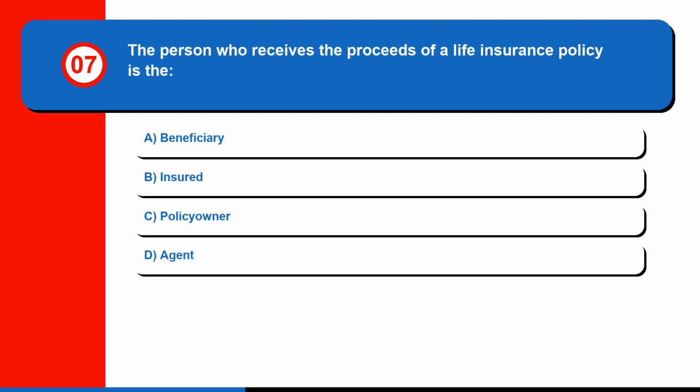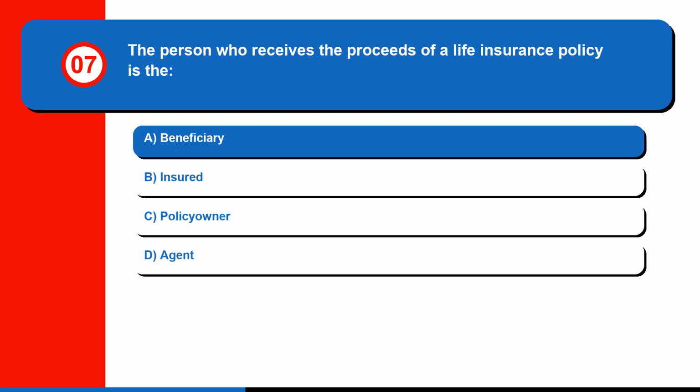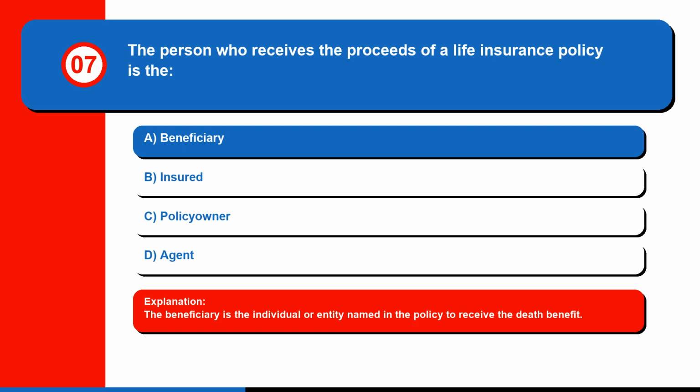Question 7. The person who receives the proceeds of a life insurance policy is the A. Beneficiary, B. Insured, C. Policy owner, or D. Agent. The correct answer is A. Beneficiary. The beneficiary is the individual or entity named in the policy to receive the death benefit.